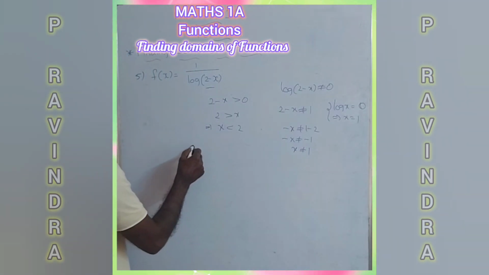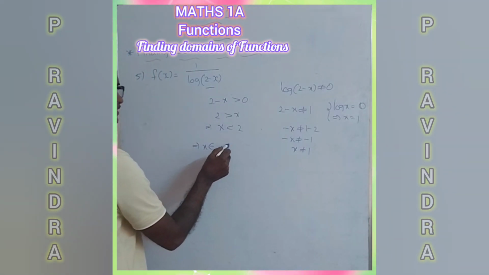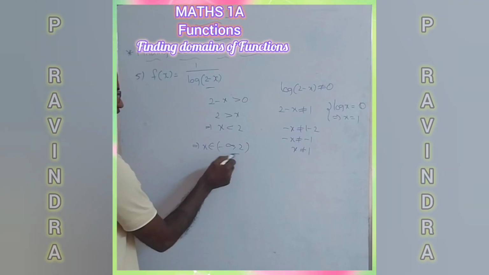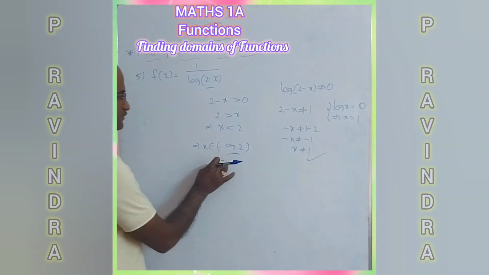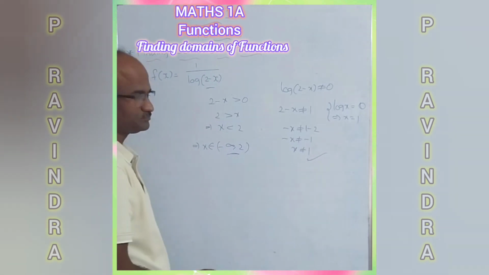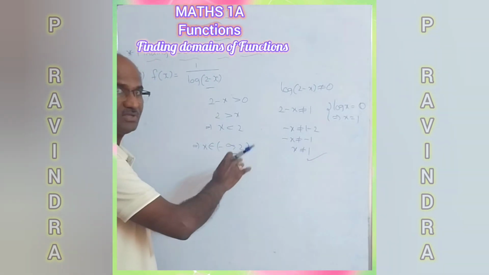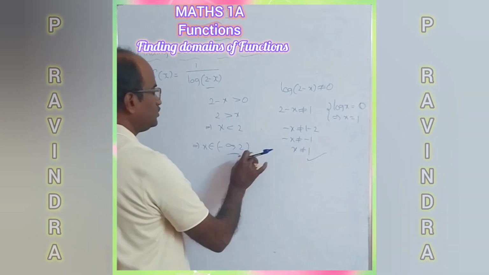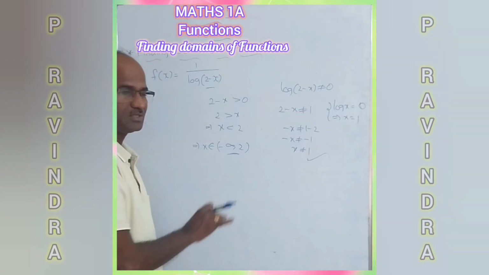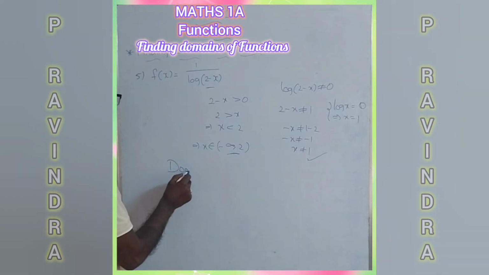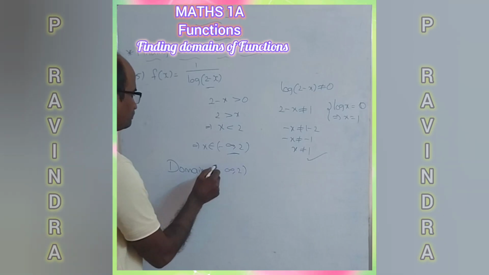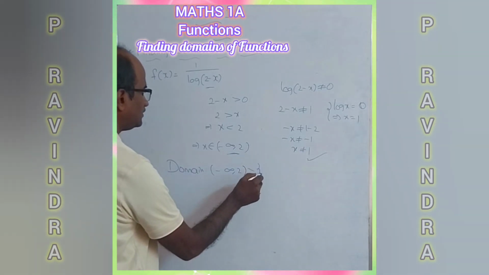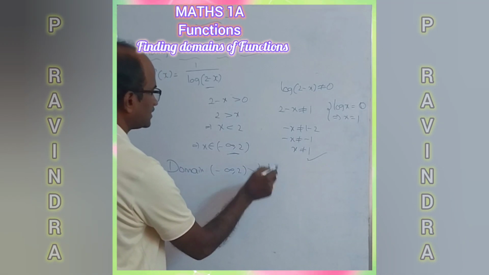Here x less than 2 means x belongs to minus infinity to 2, and in between these you will have 1, but you should not take 1. Between minus infinity to 2, you will have 1, isn't it? Minus infinity, coming up to 0, next 1, next 2. In that, 1 should be removed. So how to find the domain? Therefore, domain is minus infinity to 1 union 1 to 2. Set notation, you should write it this way.